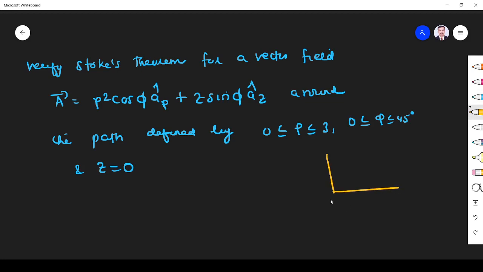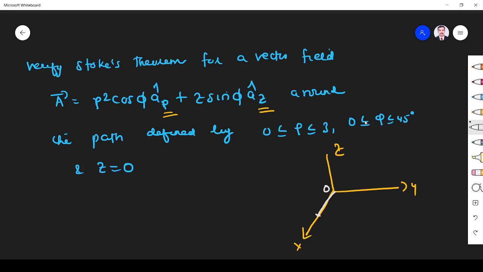So the path is like this, with axes X, Y, Z. It is in the cylindrical coordinate system. Rho and z are given. Rho is the radius of the cylinder, so it is drawn from the xy plane. Rho varies from 0 to 3, so let us assume this is our rho, 0 here and 3 here.